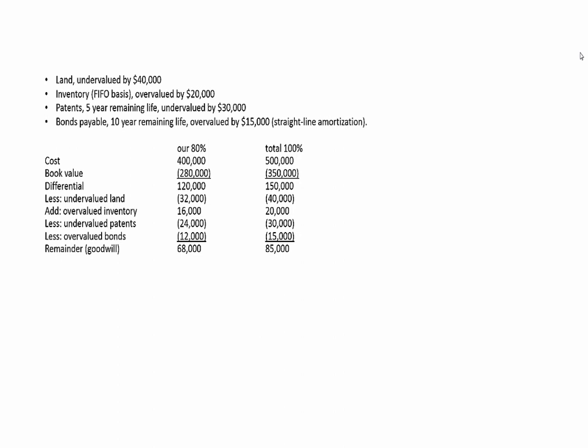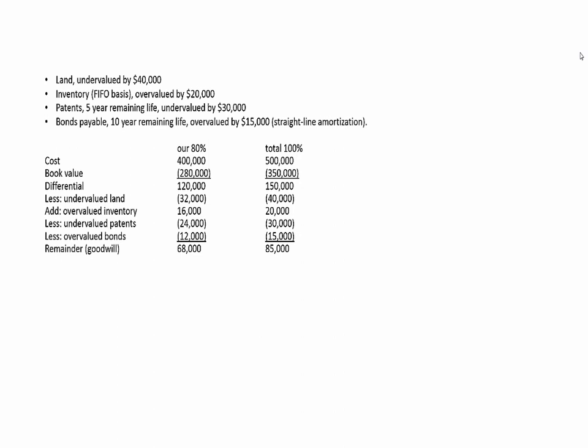Again, a couple things before we go any further. First, we need both of those columns of information. Our 80% column, those are the numbers we're going to use when we account for our investment. We own 80% of Little, so we're going to own essentially 80% of the differential assets and therefore the amortization. The total 100% column, that's the information we need to use for the consolidation.